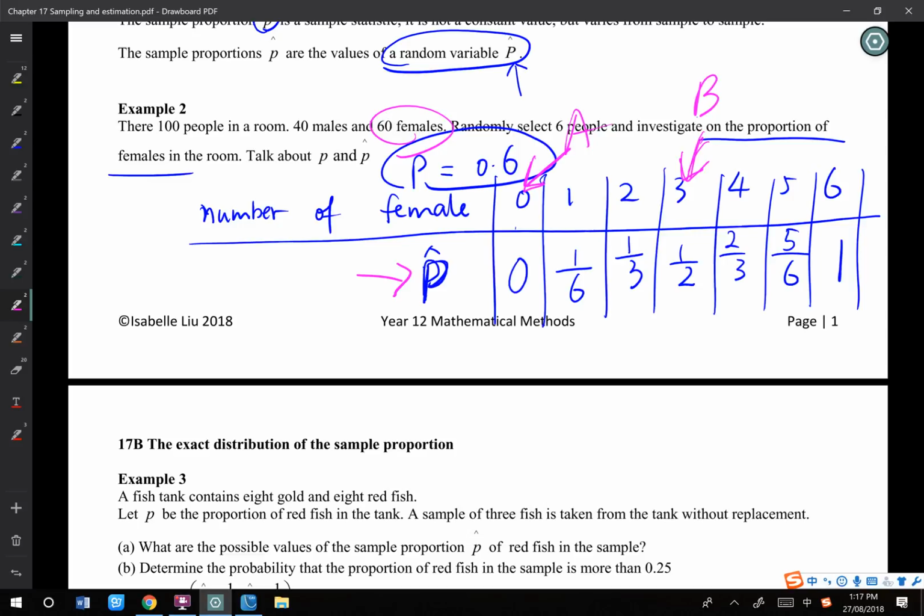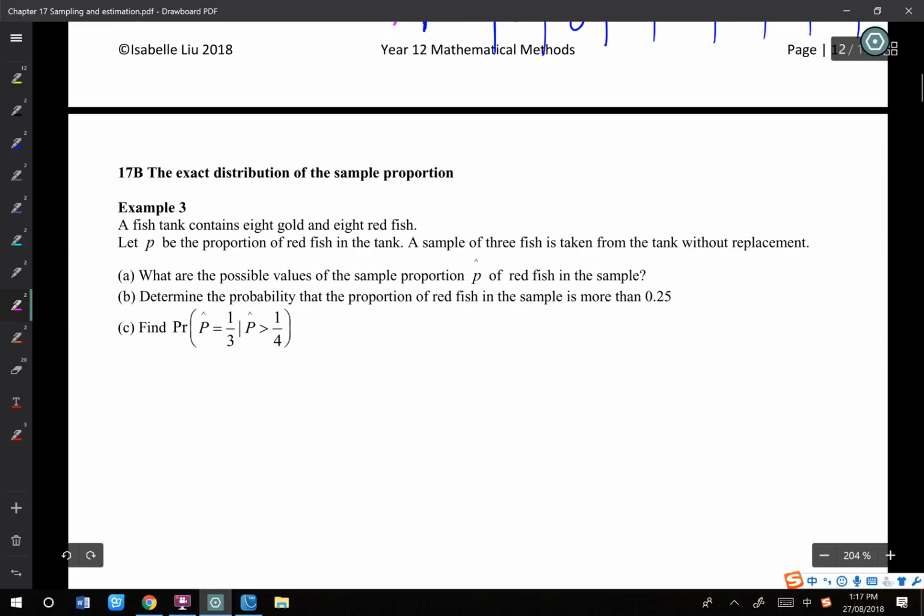Okay, how do we find the chance? That's what we're looking at next. Let's have a look at 17b. Okay, so the exact distribution. This is the first thing we use, the exact distribution, nCr. We use the nCr now for the exact distribution of sample proportion.